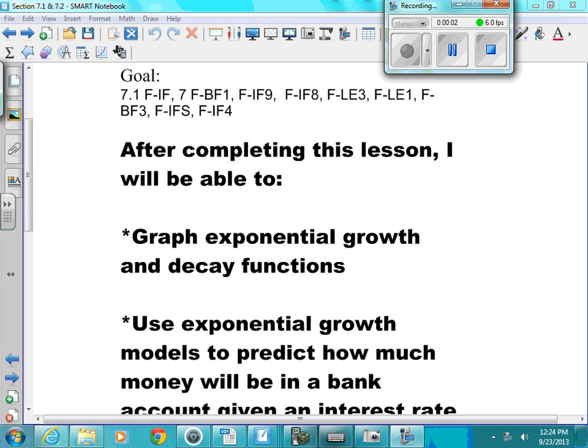Welcome back. Today we're going to start our fourth unit of the year. It coincides with Chapter 7 and it relates to exponential and logarithmic functions.